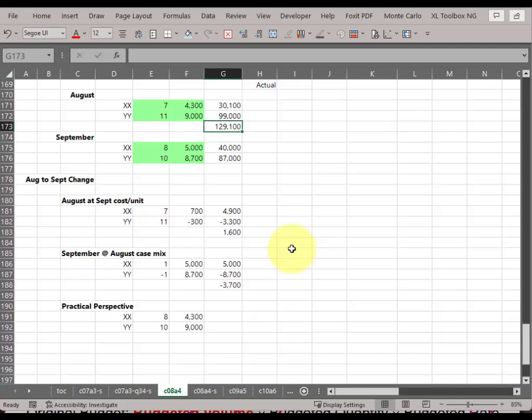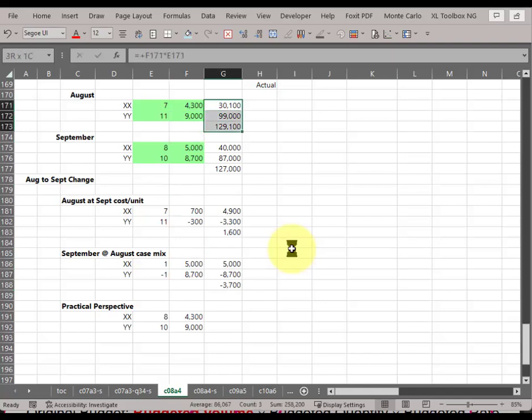But one of the more practical ways to do this is just to look at the totals. So let's compute those right there. Use that same formula there, do a total there, and use the same formula there. So we can see it went from 129 to 127.